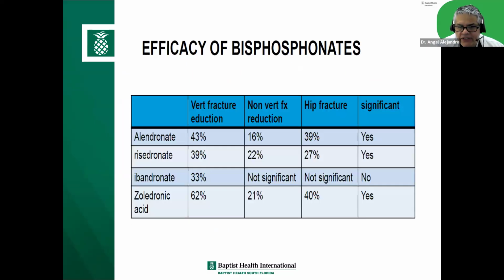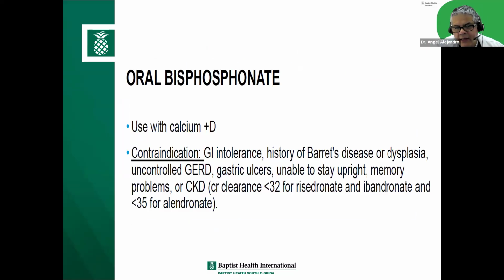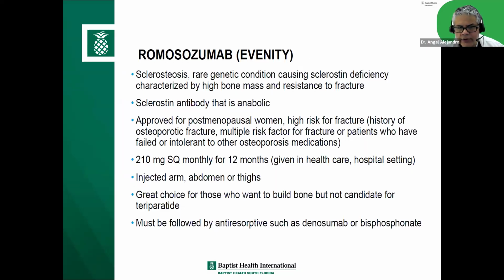However, if the patient has had a recent heart attack or stroke, this is not the drug for them. Okay. Remember, it's only for 1 year. You don't use it in combination with any other anabolic agent. After that 1 year, you follow it up with either denosumab or a bisphosphonate.